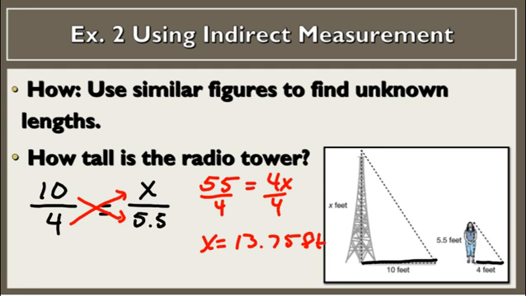Now, one other thing you could have done with this 10 over 4, you could have reduced that and done 5 over 2. You will still get the same answer. It just would have been 5 times 5.5 divided by 2. But I just wanted to share with you that you could also reduce the ratios there.